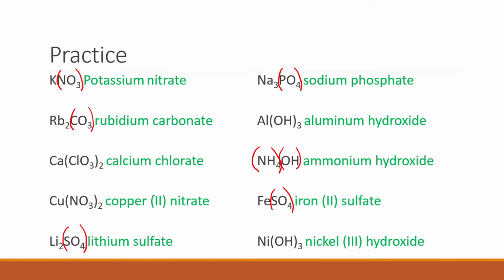Remember that Roman numerals are only necessary if your positive ion could be multiple different things. For something like calcium that can only ever be +2, you don't need a Roman numeral for it, because if I say calcium chlorate, I know that this must be +2. There's no other option for it.